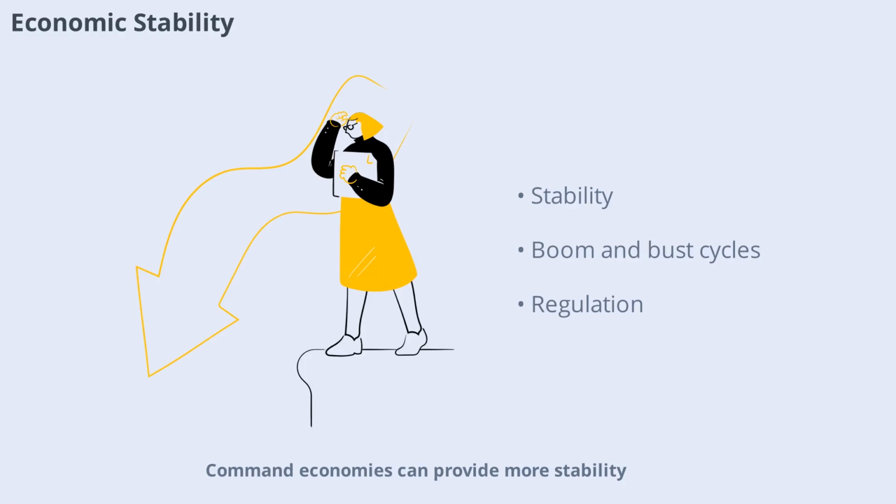Command economies can provide more stability as the government controls prices and production. Market economies, while dynamic, can experience cycles of boom and bust. Mixed economies try to combine the best of both, using regulation to smooth out economic fluctuations.